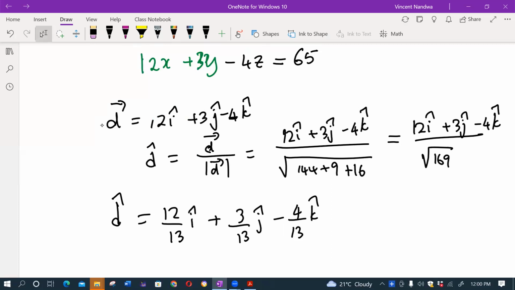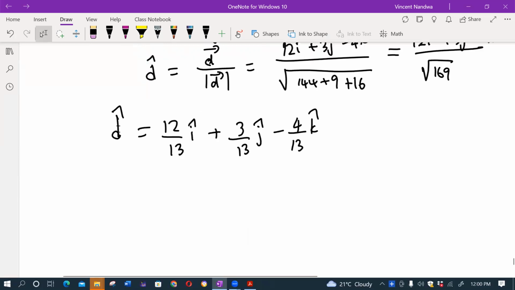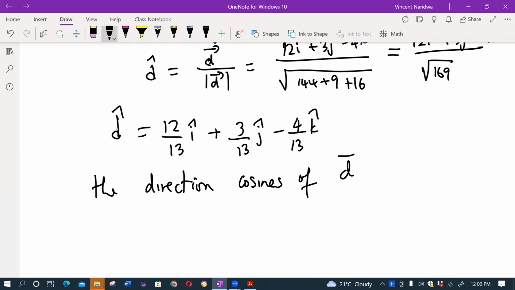So the direction cosines of D are 12 over 13, 3 over 13, and minus 4 over 13.